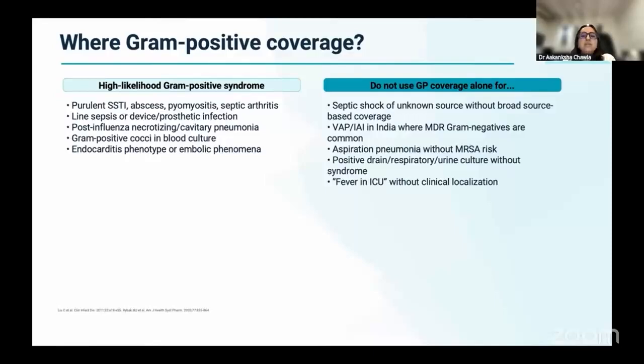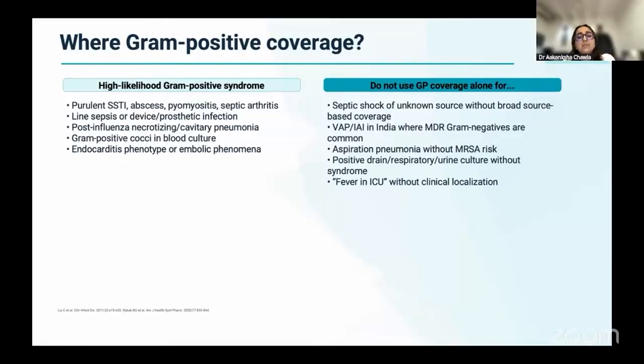Do not use gram-positive coverage alone for a patient who is in septic shock with an unknown source, just because you want to give broad spectrum coverage, which is very commonly done, a lot in Indian ICUs. Don't do that. For a patient with ventilator-associated pneumonia or intra-abdominal infections where MDR gram negatives are common, and a patient with aspiration pneumonia without MRSA risk, just don't add gram-positive cover.